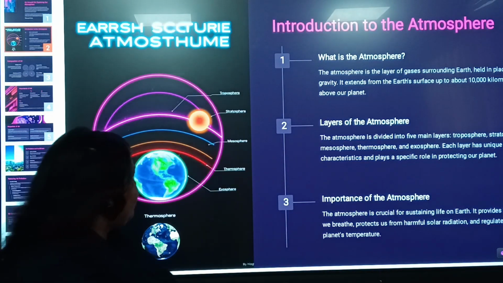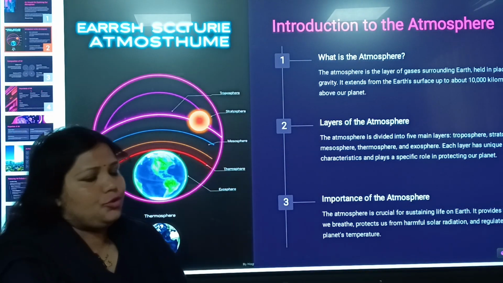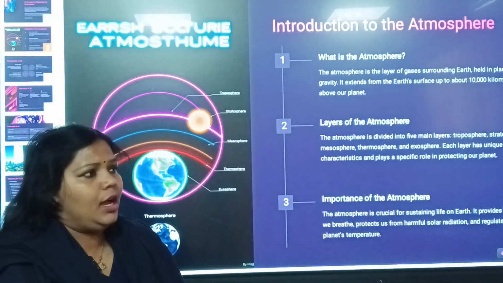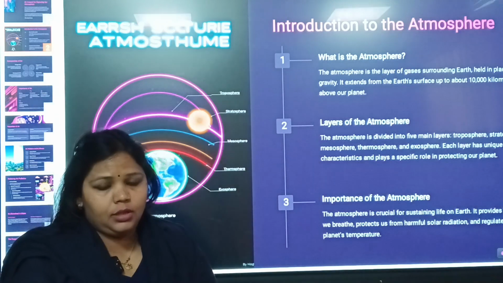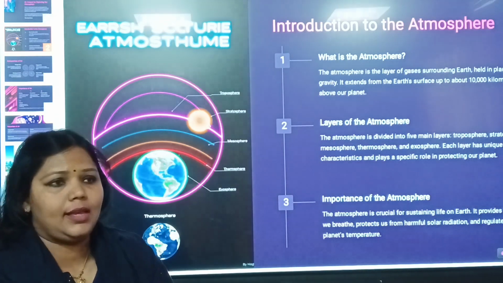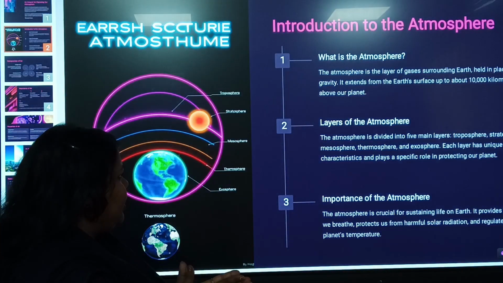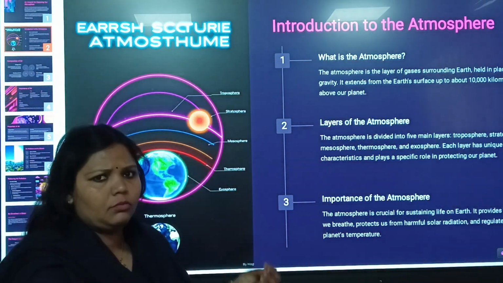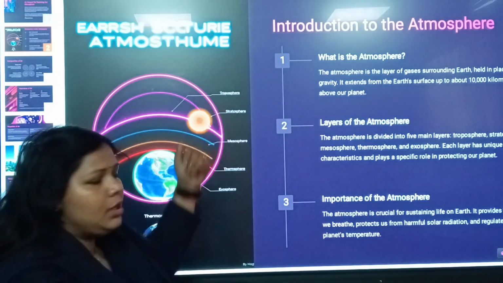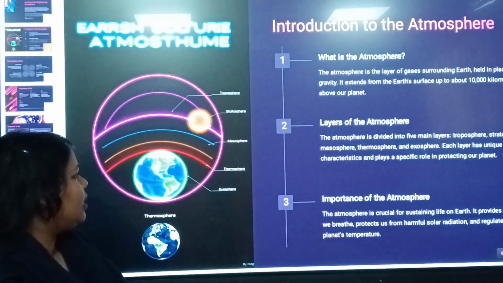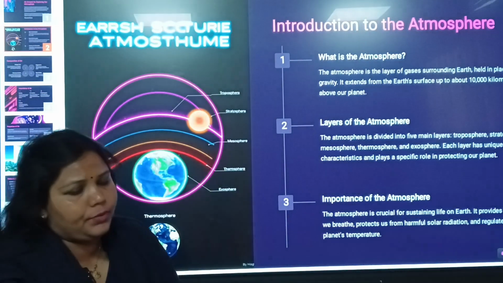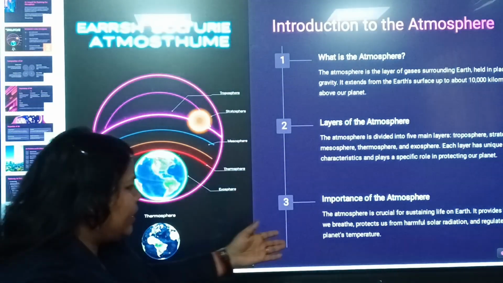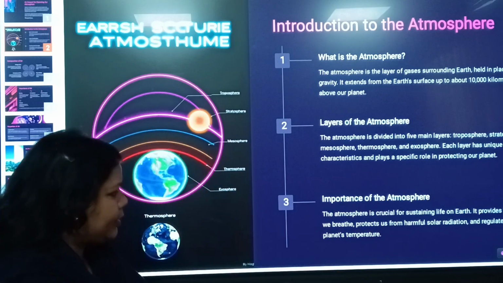Then comes the mesosphere. As you can see, there are the troposphere, stratosphere, and mesosphere. The mesosphere is far away from the stratospheric region. Here, rockets travel, and this zone has a colder temperature in comparison to the stratospheric region. Then comes the thermosphere and finally the exosphere. As we are not going into detail about the layers, we will come to the importance of the atmosphere.